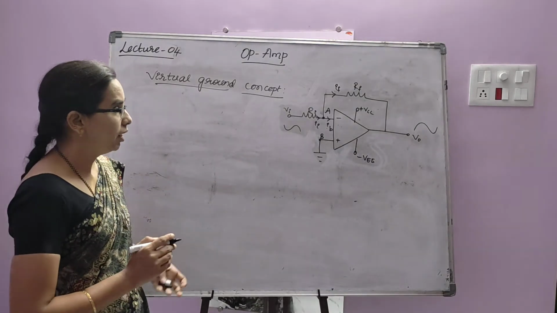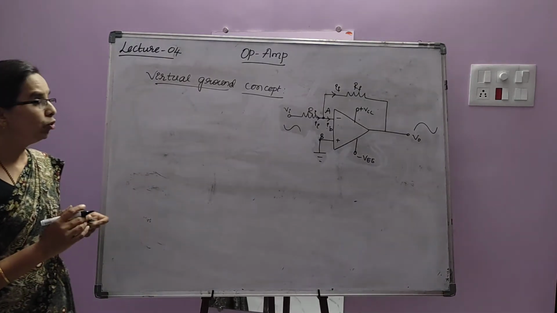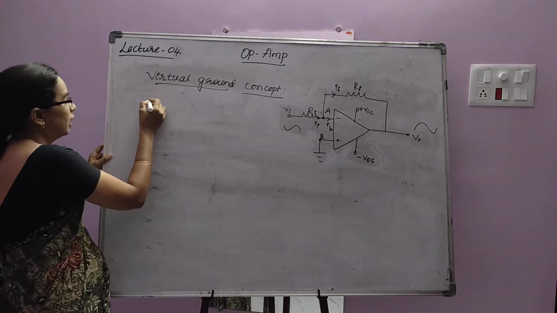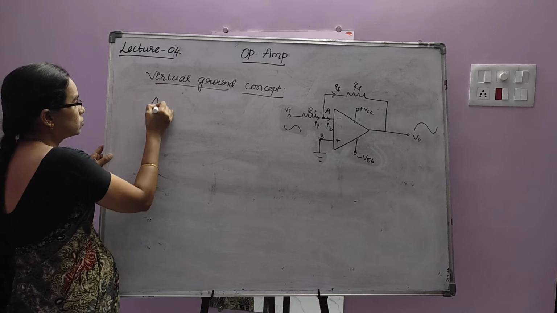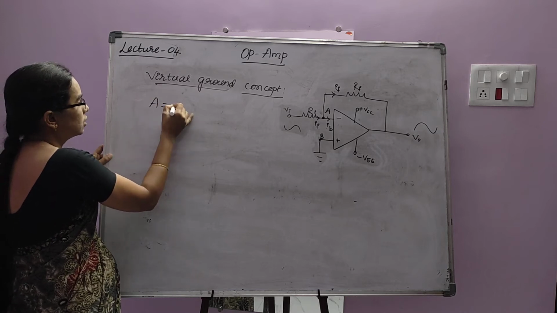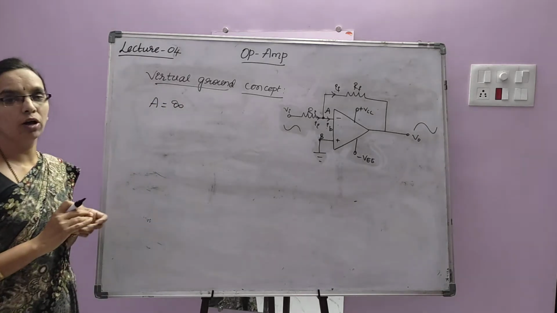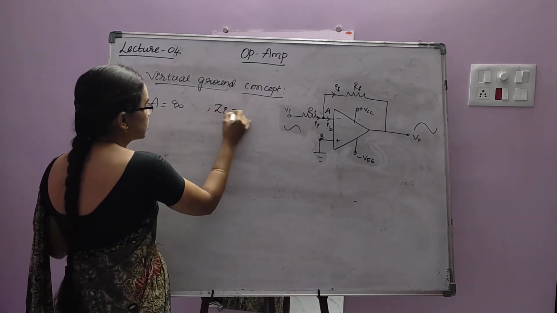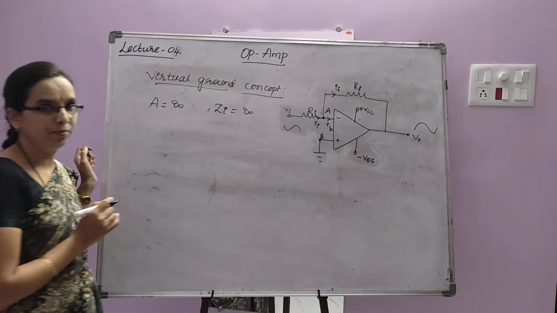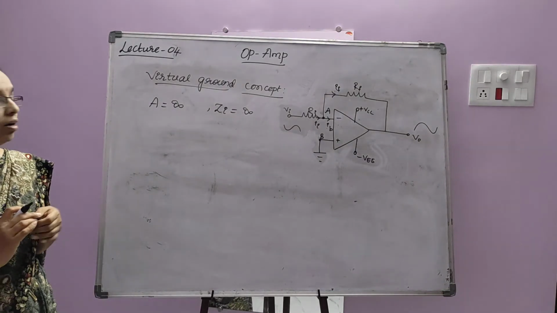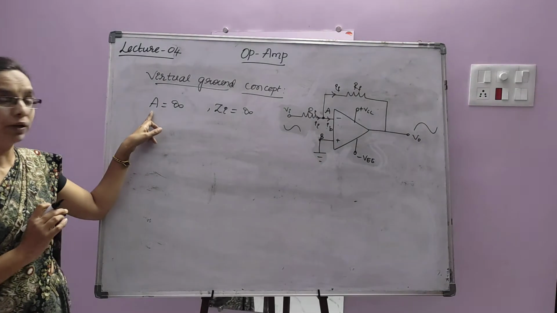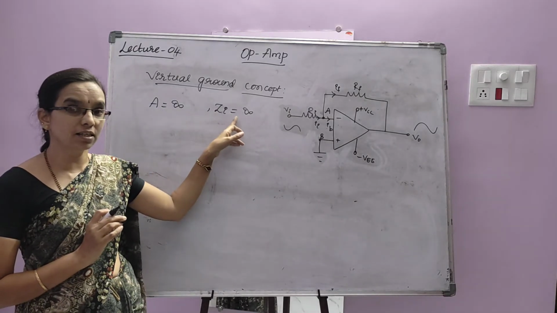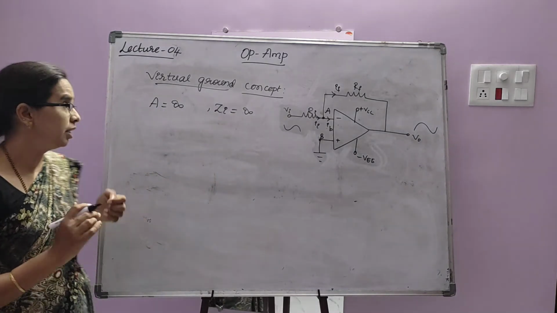As we know, the open loop gain of an op-amp is infinity. The op-amp has a very high gain, and also the input impedance is infinity.